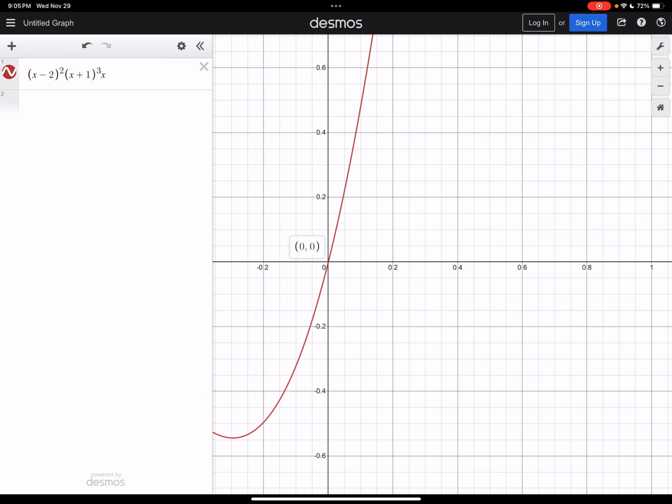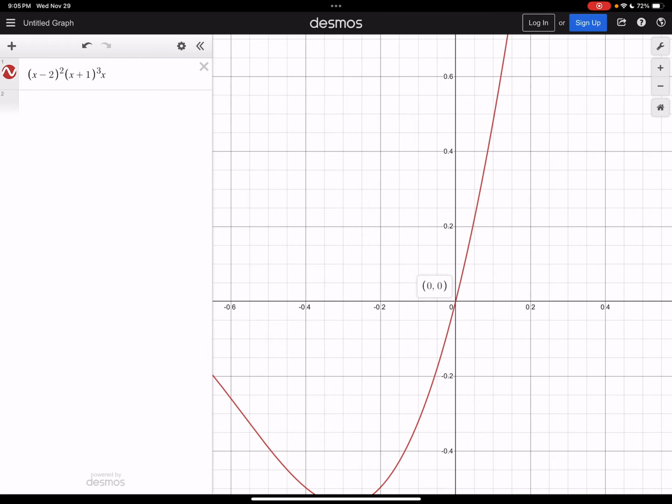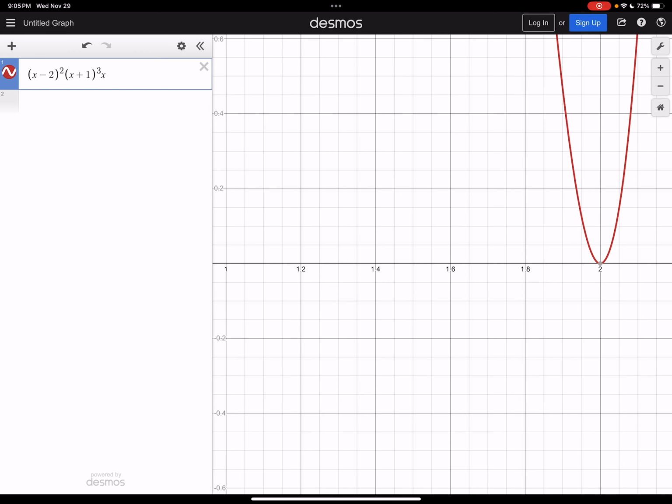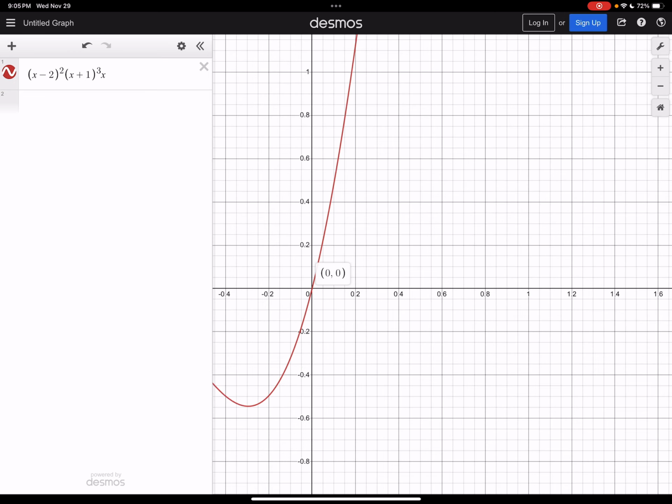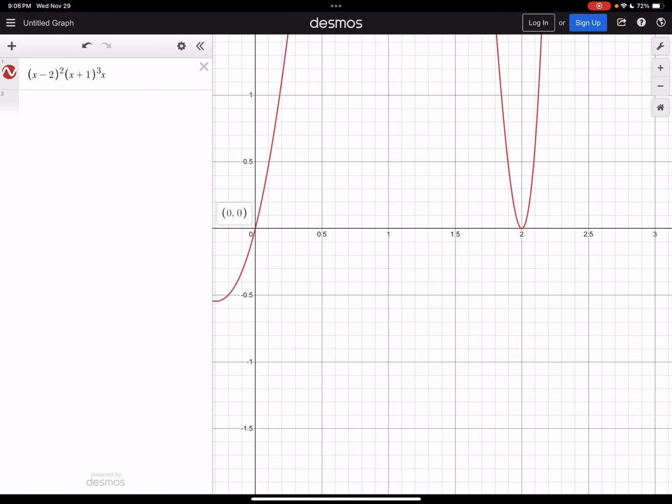And if you really zoom in on this, you see how that's more or less a straight line? I mean, it's not straight, but it's behaving closer to a linear function than anything else around that root, right? Whereas this one's behaving like a parabola, and this one's behaving like a cubic, right? And this goes for all the other functions.